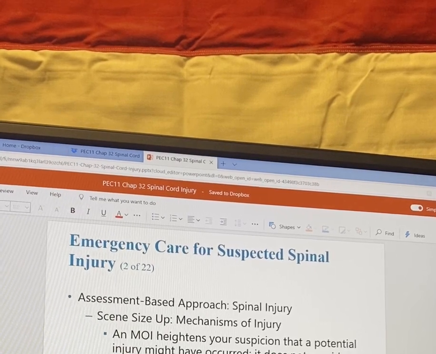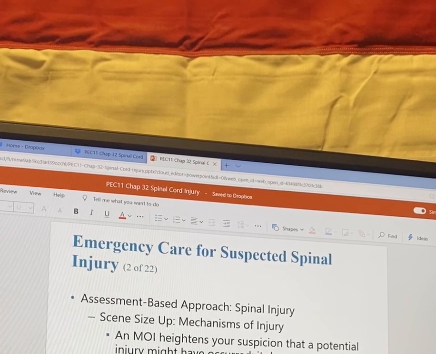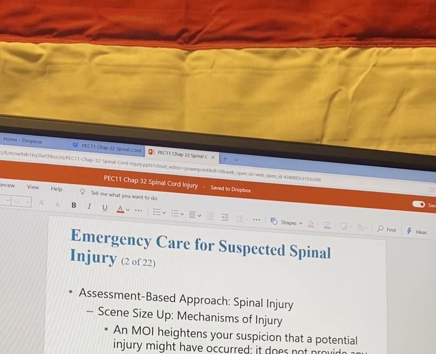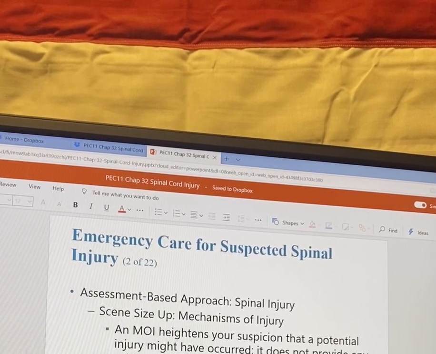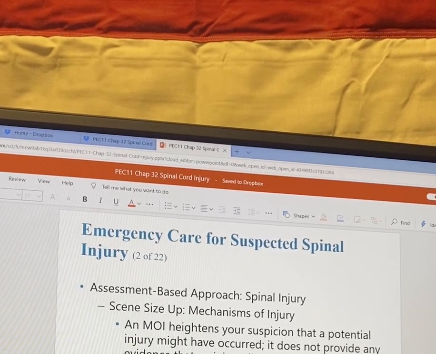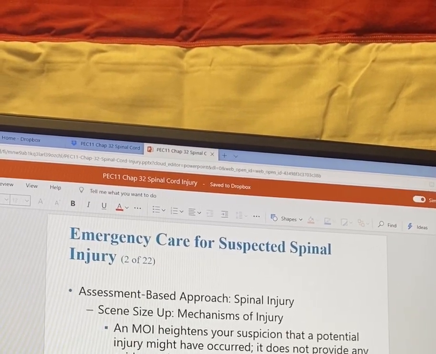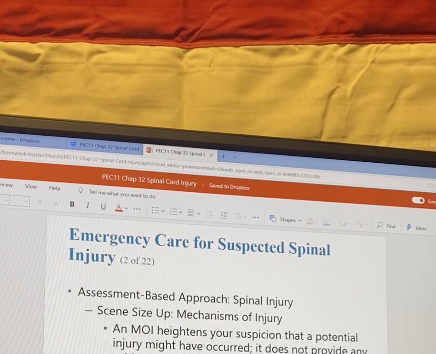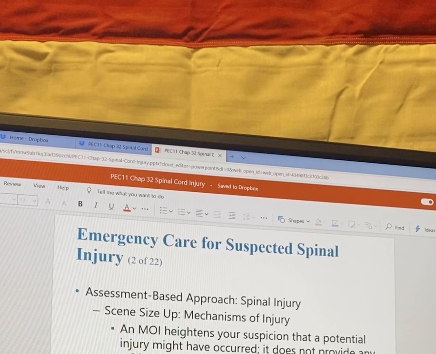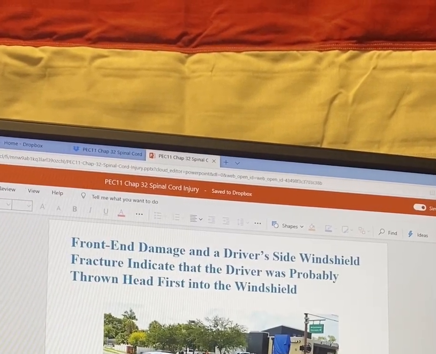So, you might arrive at a collision scene and find a patient walking around or sitting in the back of a police car. This does not rule out any kind of possibility of spinal injury, especially an incomplete spinal cord injury or vertebral injury. Often, a patient with a stable spinal injury does not exhibit signs and symptoms consistent with injury to the spine. However, improper management by either the patient or you can potentially cause a stable injury to become unstable, resulting in permanent neurological damage or even death. Okay?